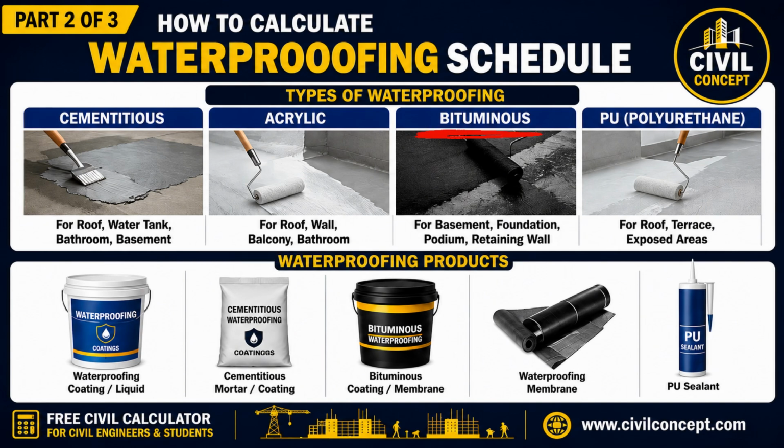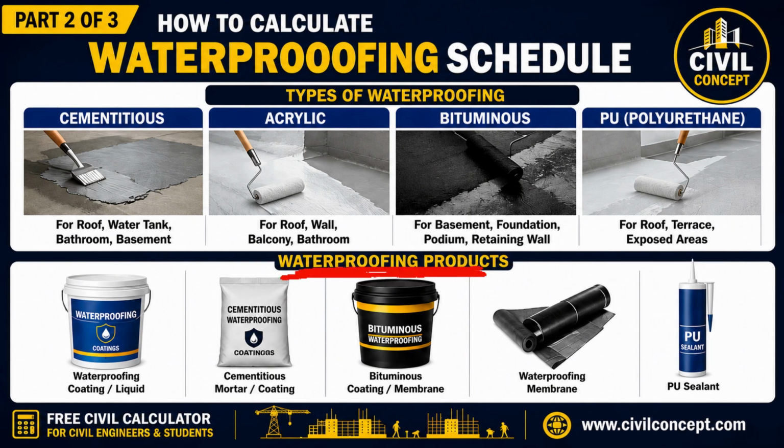The third type is bituminous waterproofing. It is widely used for foundations, basements, podium slabs, and retaining walls. The fourth type is polyurethane waterproofing, also known as PU waterproofing. It is mainly used for terraces, exposed roofs, and weather-exposed areas.